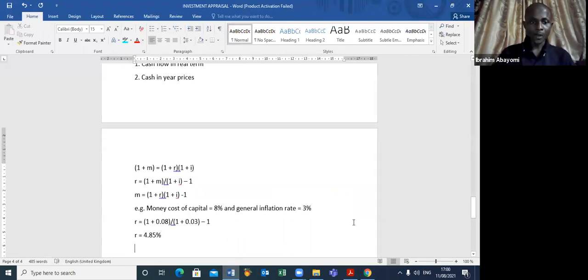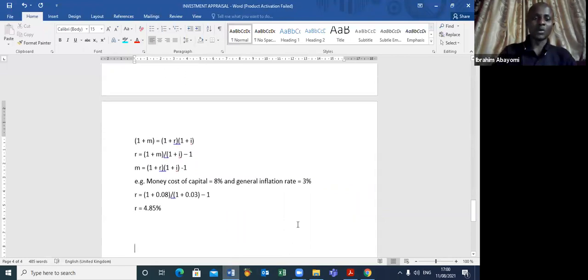So our real cost of capital will be what? It will be 4.85%. Now, let us go back and compute our nominal. Our nominal is 8%. We were given that 8%, and we used it to compute our real cost of capital, which is 4.85%. Now, let us use this real rate to go back to our nominal and see how you do that.